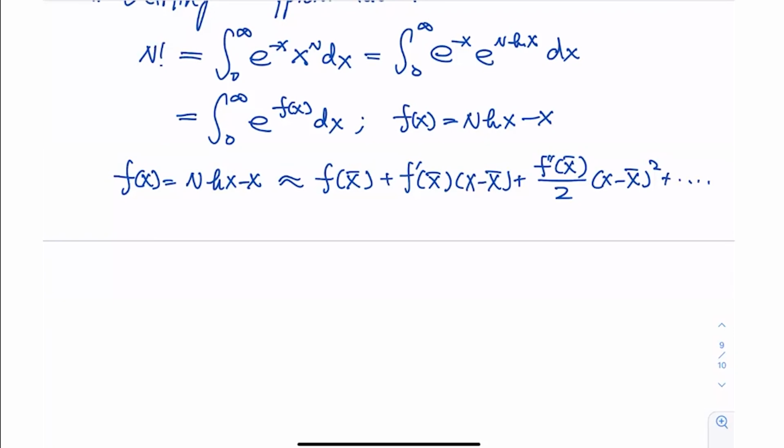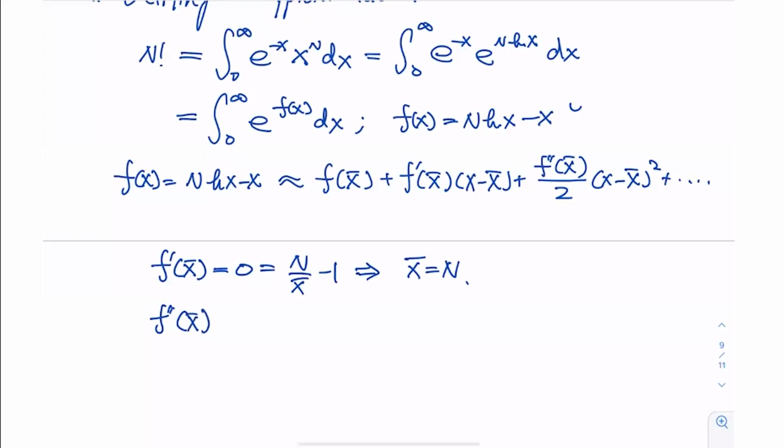So one of the ideas for the steepest descent method is that the integral is basically dominated by the point x bar, such that the first derivative of it is equal to 0. That corresponds to, if I just take this f of x and take the derivative, then we know x bar equals n.